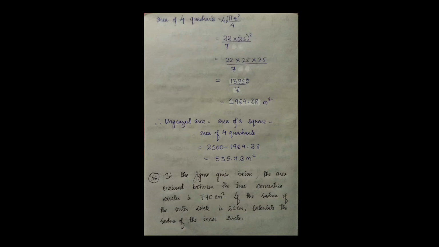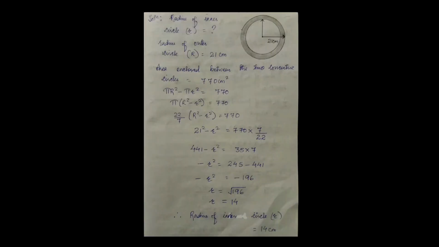Now the next question is, in the figure given below, the area enclosed between the 2 concentric circles is 770 centimeters square. If the radius of the outer circle is 21 centimeter, calculate the radius of the inner circle. So here this shaded region is the area enclosed by the 2 circles. Here are 2 circles, inner circle and outer circle. The radius of the outer circle is given as 21 centimeter. We have to find the radius of this inner circle.